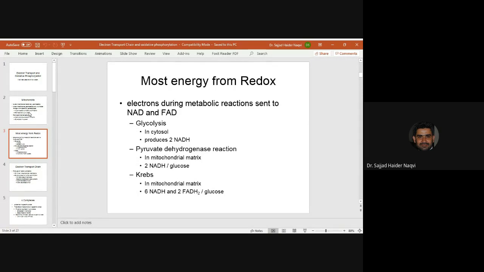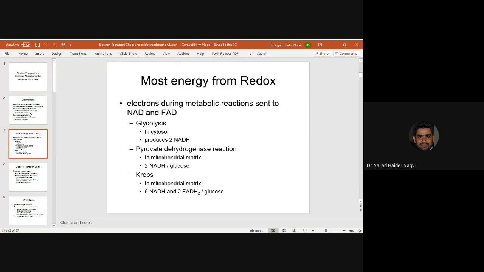So in order to bring those NADH and FADH2 within the mitochondria, you need some sort of process, and that is what we are going to discuss in detail, and that is what we call the electron transport chain. So let's summarize it again: for the synthesis of ATP, which takes place within the mitochondria, you have to transport these NADH and FADH2 inside the mitochondria in order to get the energy out of it.